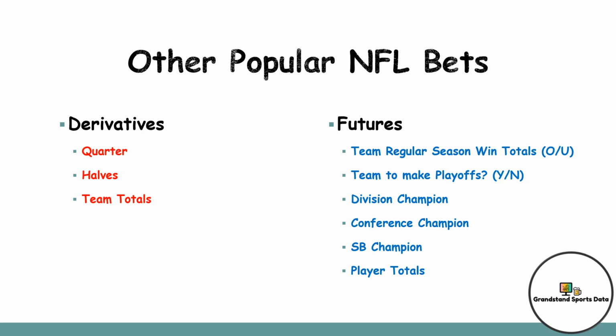Next would be division champion, conference champion, Super Bowl champion. You can bet on specific teams. Throughout the season, just remember odds change, and then you can do player totals. This means statistical totals: how many touchdowns, how many interceptions, yards, yada yada.